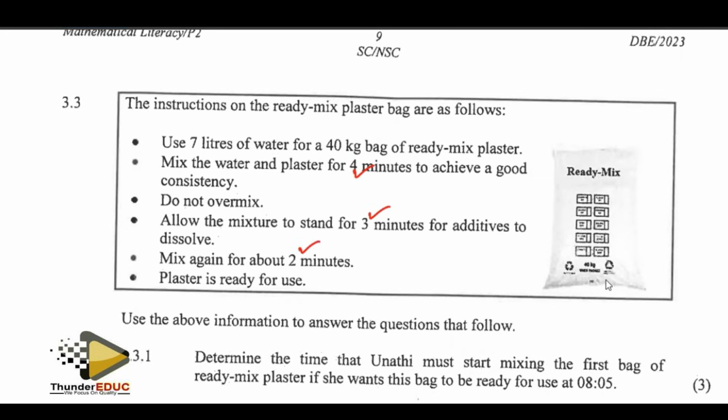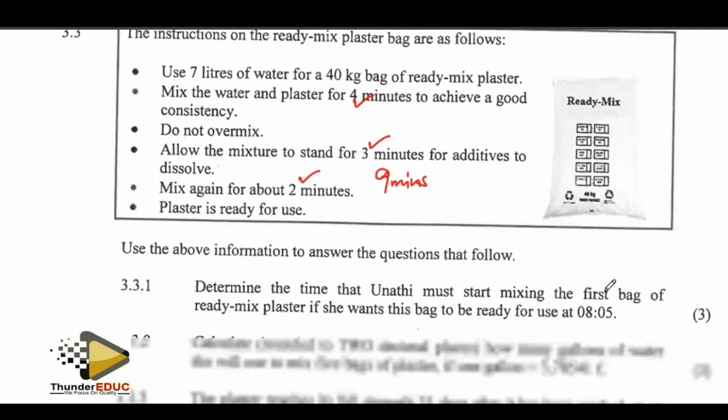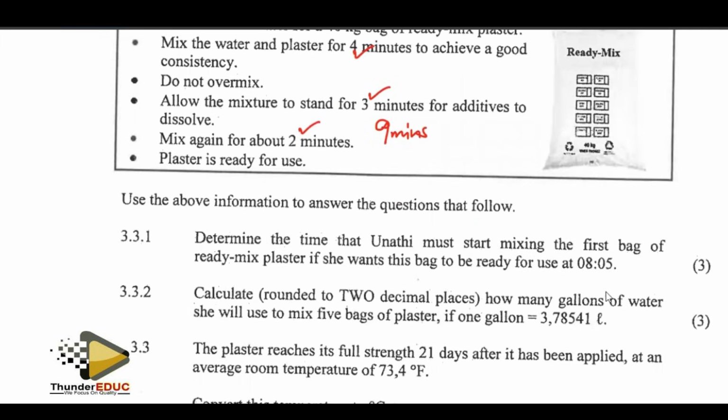So all in all, you have around 9 minutes. Now, if you want the mixture to be ready by 8:05, you take 8:05 minus the 9 minutes, so he has to start at 7:56.